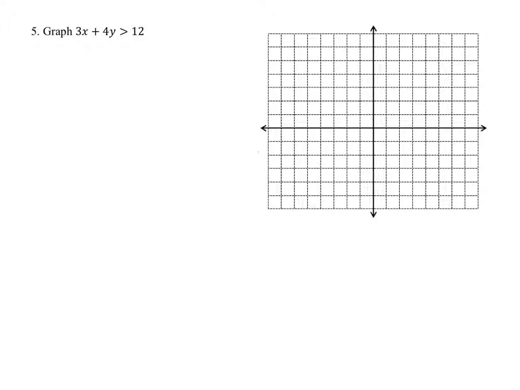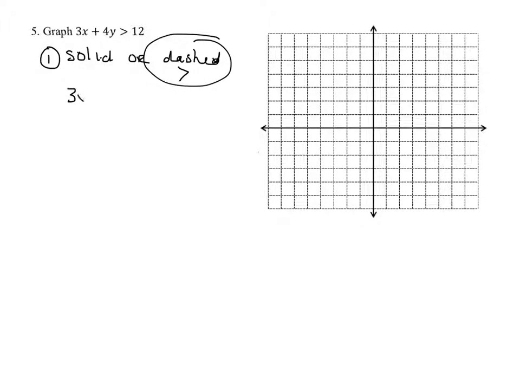Okay, let's graph this one. The other ones were in slope-intercept form for the boundary. This one will not be, so I'm going to graph it slightly differently. So step 1, we have to figure out whether it's solid or dashed. Well, it's dashed because it's greater than. So we're going to graph the boundary now. 3x plus 4y equals 12. And yes, I can put it into slope-intercept form if I want to, but let's just graph using the intercept method. 0 for x, 0 for y.